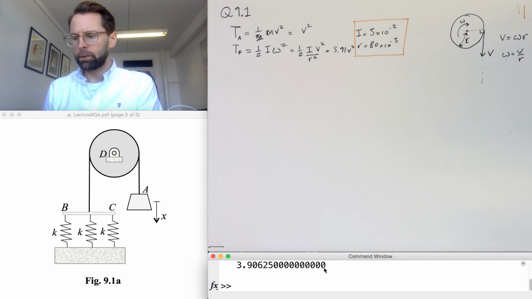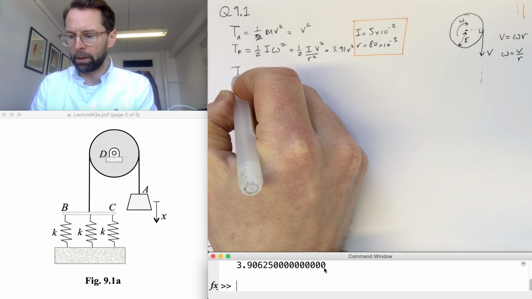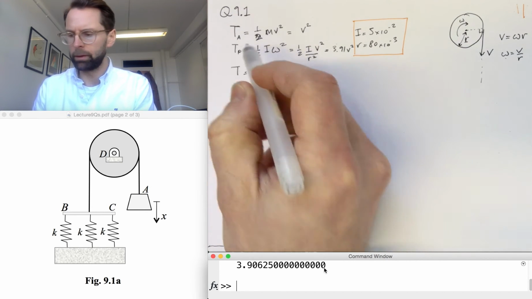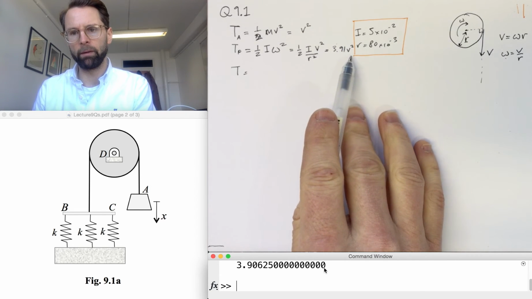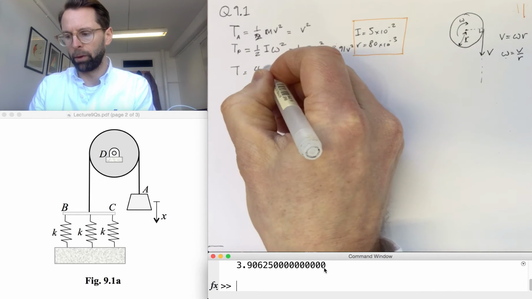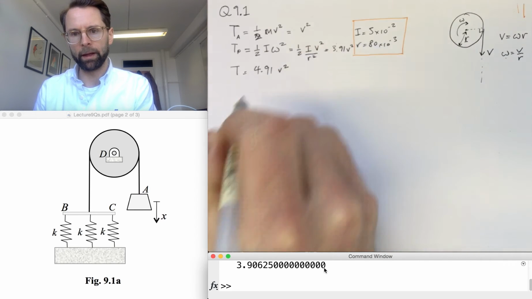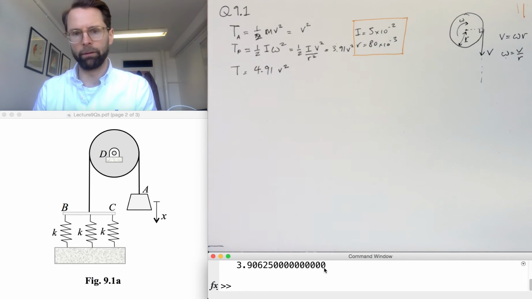So the total kinetic energy then is the sum of those two components. So v squared plus 3.91 v squared, so it's 4.91 v squared. And that's the answer to the first part of the question.